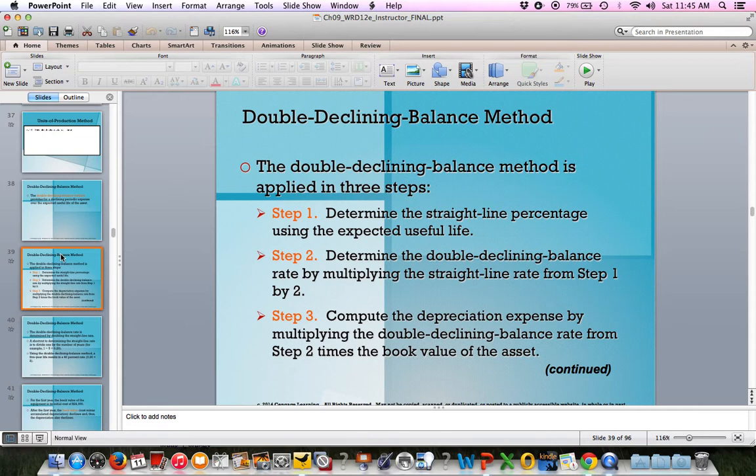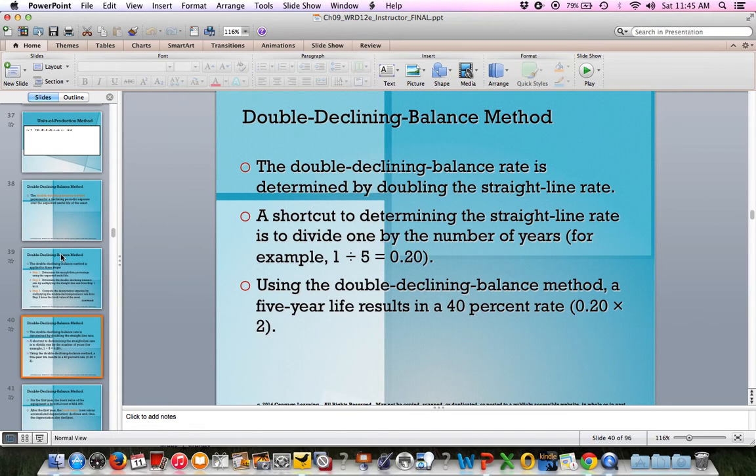So we'll look at an example here. And so very easy to compute the percent. You basically just say 1 divided by the useful years. So if we have a 5-year asset, if you just take 1 divided by 5, you get 20%. Then double that, you get 40%. So let's just say it was a 10-year asset. You'd take 1 divided by 10, you'd get 10%. Double that, you get 20%. Okay, so using the double declining balance method, a 5-year asset results in a 40% rate.